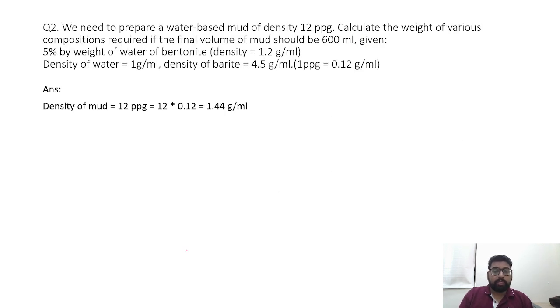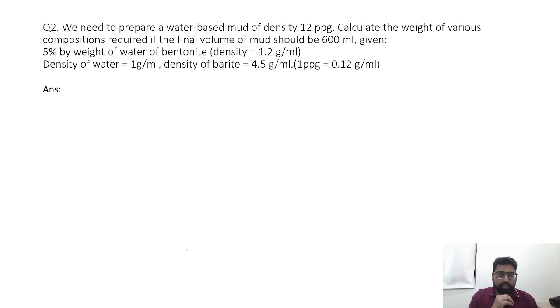Second question. If you look at the previous question, all the data was given and you were told to find out the density. Now the second question is a bit different. Let us read the question. We need to prepare a water-based mud of density 12 ppg. Now they are not asking you to calculate the density of mud.